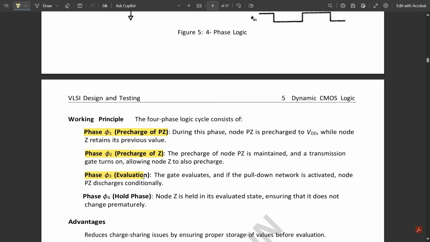Next, phase phi 3 is called the evaluation phase. The gate evaluates, and if the pull down network is activated, the node pz discharges conditionally. Next we have phase phi 4, that is the hold phase.